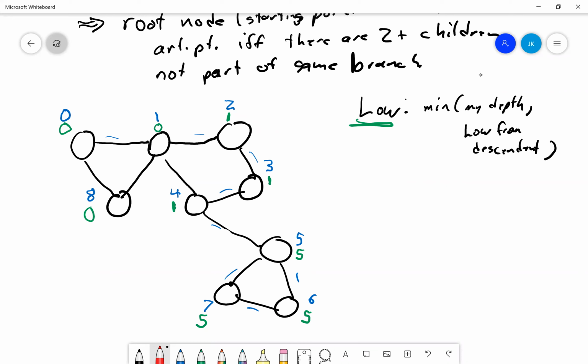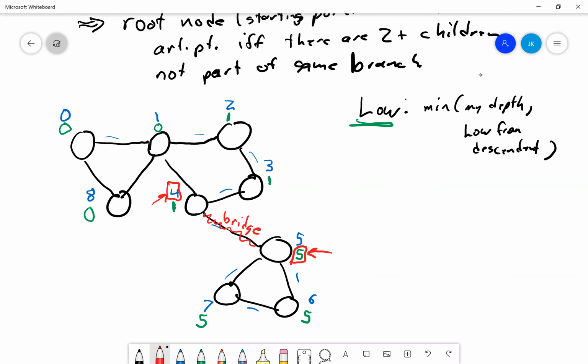But notice, at some point, I am going to have something where the low value at one node here is greater than the depth value at its neighbor. Okay, in other words, 5 right here is greater than 4. And because of that, that means that this edge right here is a bridge. Okay, so that's a bridge there.